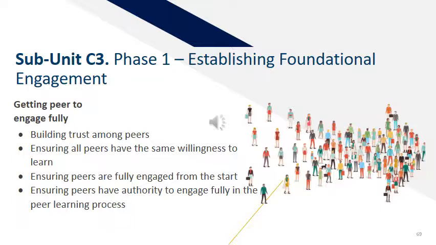Then you have to get the peers to engage fully. How? Well, building trust among peers, ensuring all peers have the same willingness to learn, the same motivation, ensuring peers are fully engaged from the start. For this, it's important to make exercises to promote engagement and to make you understand who is not engaged, and ensuring peers have authority to engage fully in the peer learning process.